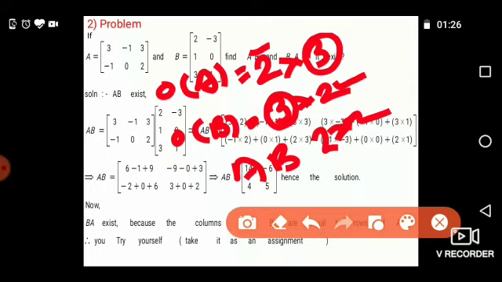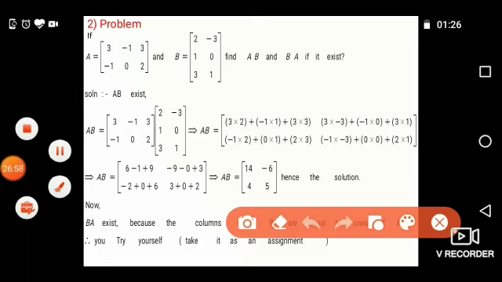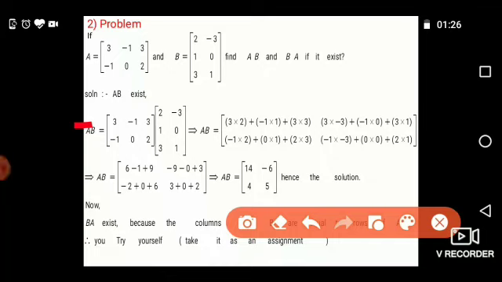Therefore, the multiplication is always row by column wise. In case of matrix multiplication, we are left with rows and columns, so our multiplication always goes by row and column. Let me begin with the product AB. AB is equal to matrix A with elements 3, minus 1, 3, minus 1, 0, 2, and matrix B with elements 2, 1, 2 and minus 3, 0, 1. Since AB exists, we multiply the elements row by column wise.